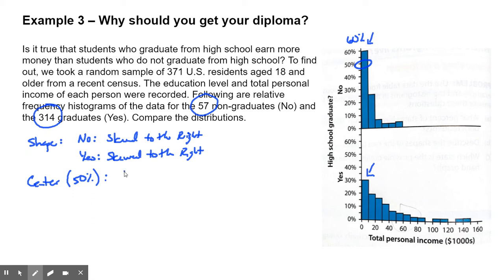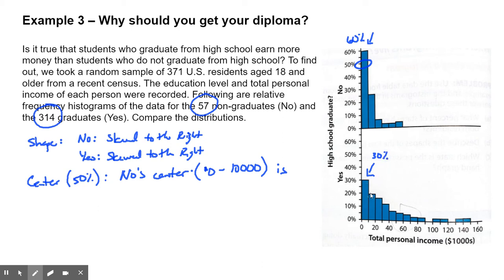So we're going to say no's center. And again, that just means not graduate. No's center is in the first interval, and each interval is worth $10,000, so between 0 and 10,000. And now this is where you must use the comparative words. Is it less than, greater than, or about the same? Well, let's find the 50th percent for the yeses. This first bar only goes up to 30%. So 50% is not in there yet.